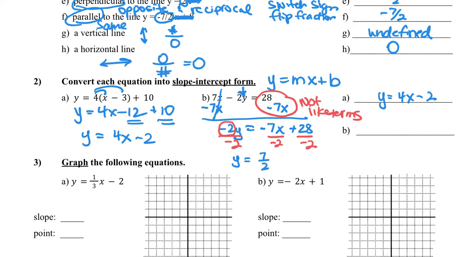That does not come out even. I'm going to leave it like a fraction because slopes are nicer as a fraction. If you divide that in the calculator, you're going to get 3.5, but we don't usually have a decimal as a slope. And then positive 28 divided by negative 2 is negative 14. So our slope-intercept form is here at 7/2 x minus 14.